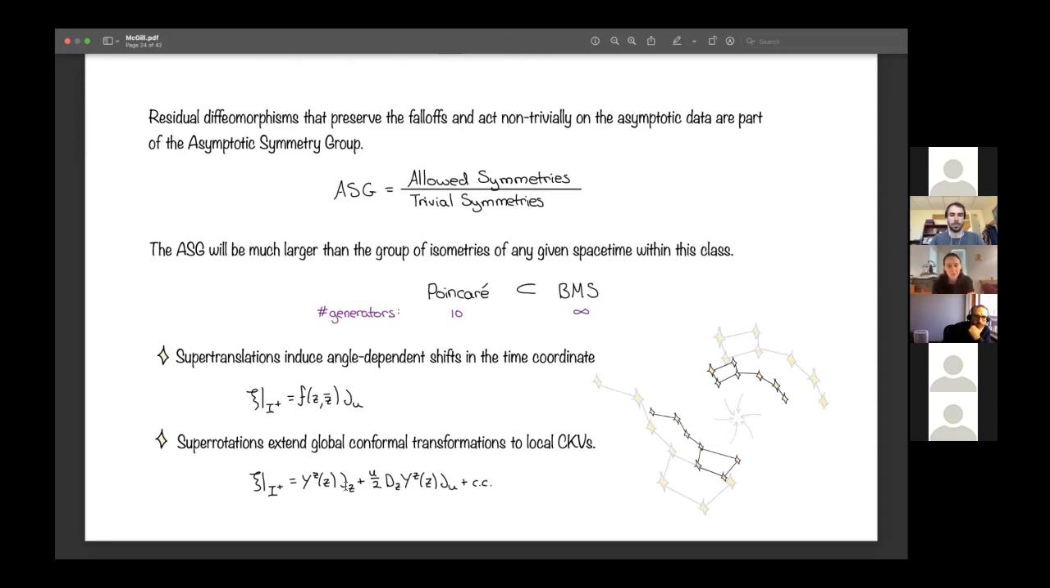So these conformal Killing vectors now are a function of z, with poles at different points on the celestial sphere. And this gives us an infinity of symmetries, this angle-dependent infinity that's much larger than Poincaré. And again, these are allowed symmetries, because for these guys, this is totally fine. They act at the boundary. They're not trivial. They don't change the fall-offs. They're allowed because we've allowed contact terms in the change of the sphere metric. And they're not trivial because, again, they act at the boundary.